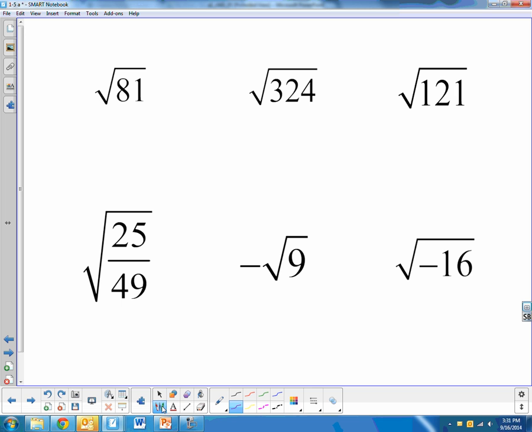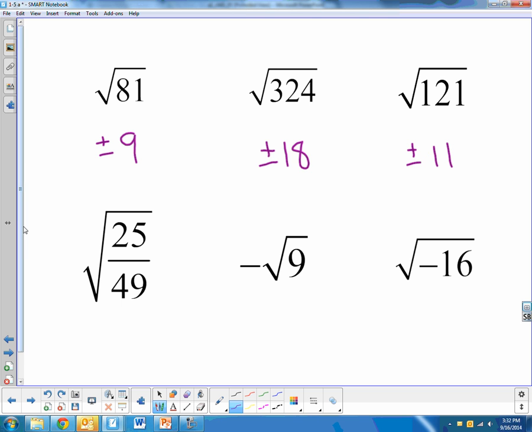Since 9 times 9 is 81, the square root of 81 is 9, plus or minus. Because positive 9 times positive 9 is 81, and negative 9 times negative 9 is 81. Square root of 324, again, 18 times 18 is 324, but so is negative 18 times negative 18, so plus or minus 18. 121, 11 times 11 is 121, but again, negative 11 times negative 11. So we've got plus or minus 9, plus or minus 18, plus or minus 11.